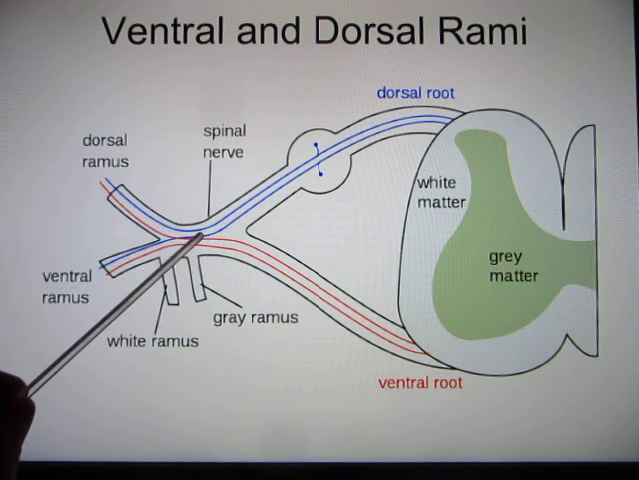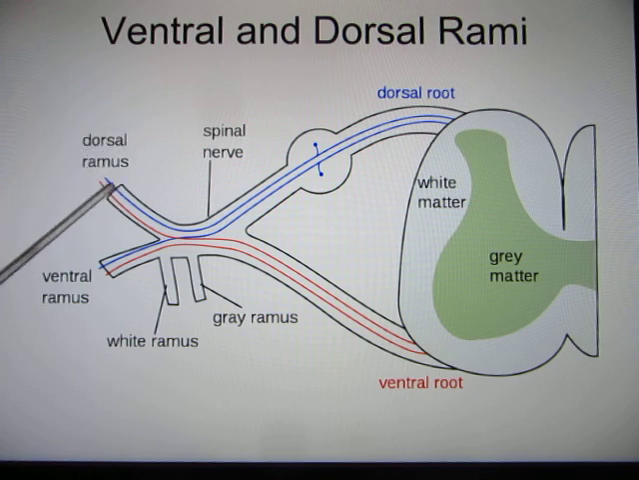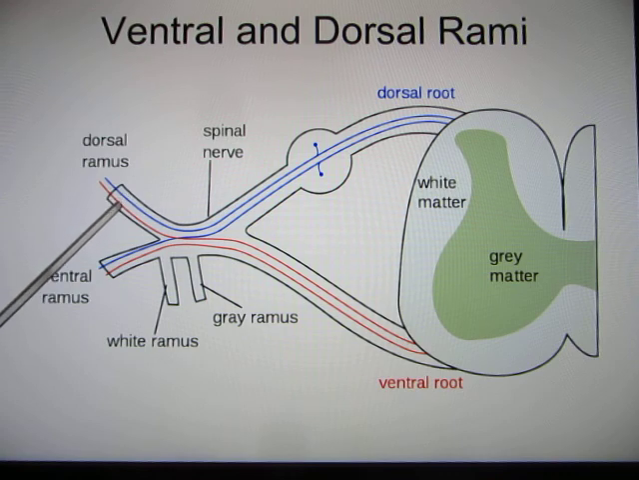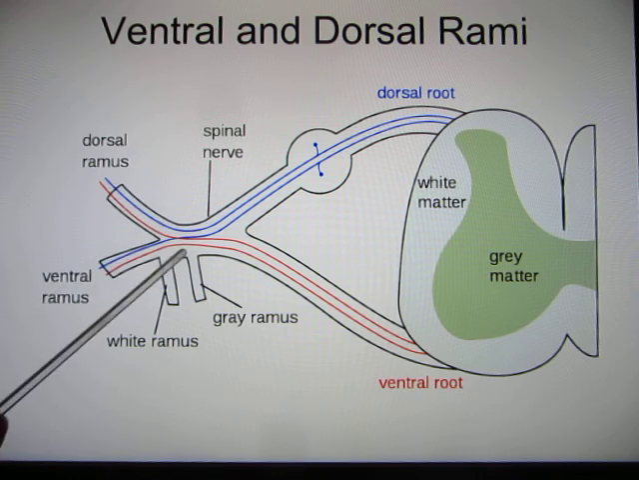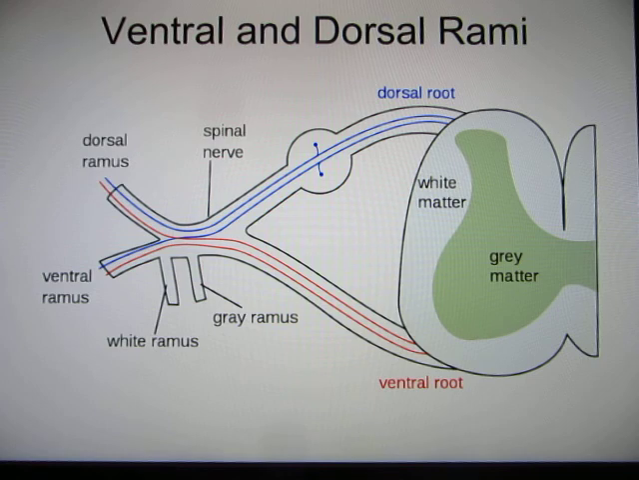After they combine together, they start to branch out. This will go to the posterior part, like your back muscle. And this will go to the ventral part, your abdominal muscle. This part we call the dorsal ramus. This we call the ventral ramus. So rami are mixed motor and sensory, because after the spinal nerve, they are mixed, both sensory and motor. And the rami are the same. They are also mixed sensory and motor.